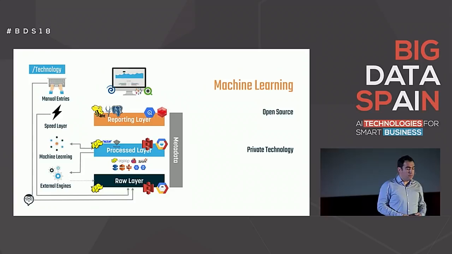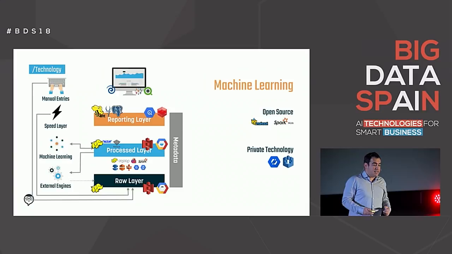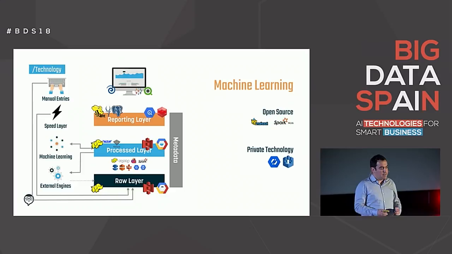Now, for machine learning, in open source, you probably all know that you have, again, Hadoop and Spark with MLlib and Mahout. And for private technologies, now again, Google and Amazon.